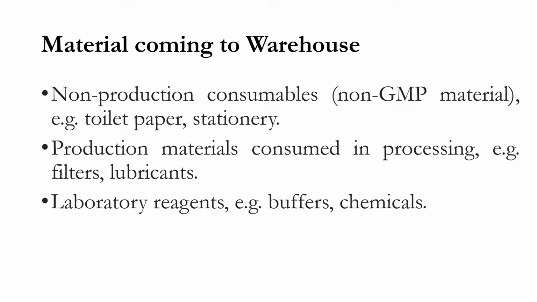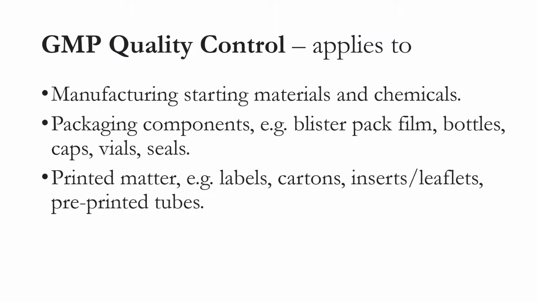When material comes from the warehouse, sometimes we have non-GMP material like non-production consumables, for example toilet paper, stationery, etc. Sometimes we have finished goods with production material consumed in processing, like filters, lubricants, etc. Laboratory reagents also come to the warehouse, like buffers, chemicals, reagents, etc. And GMP applies to manufacturing starting materials, chemicals, and packaging components like blister packs, film, bottles, caps, vials, and seals, and it is also applicable to printed matter.